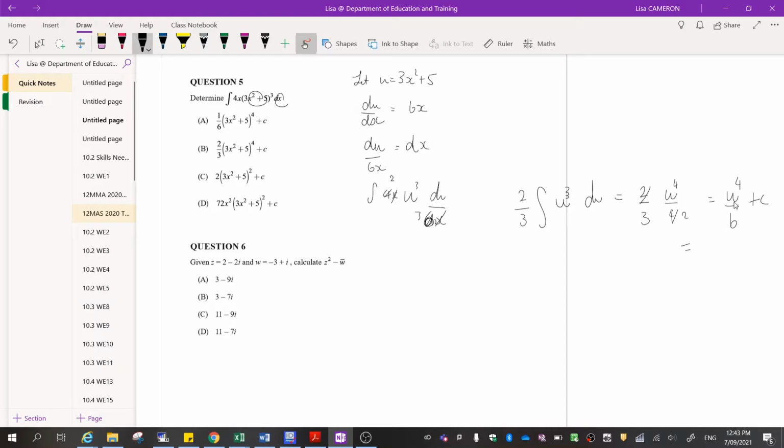Okay, so now I'm going to pop that back in, so it'll be (3x squared plus 5) to the power of 4 over 6 plus c, and that matches this one.